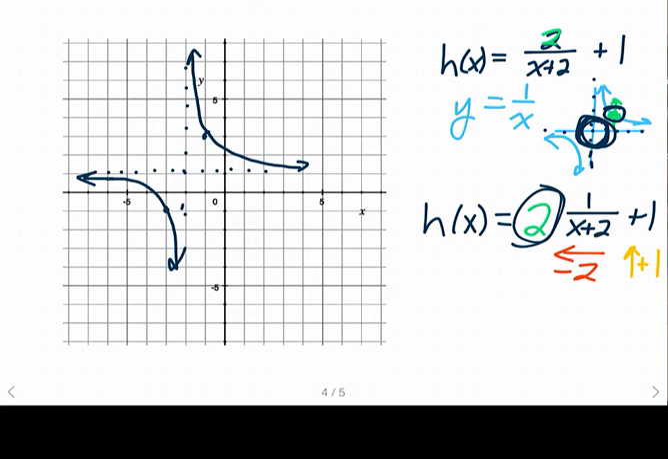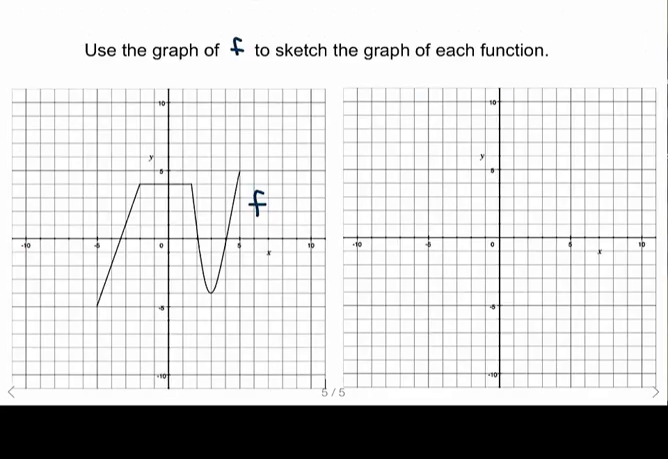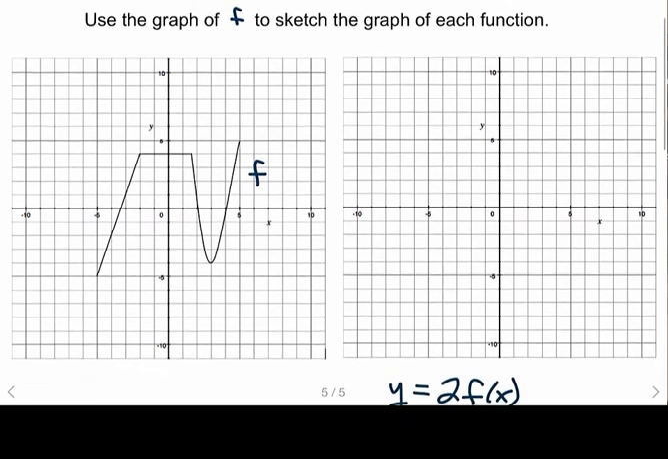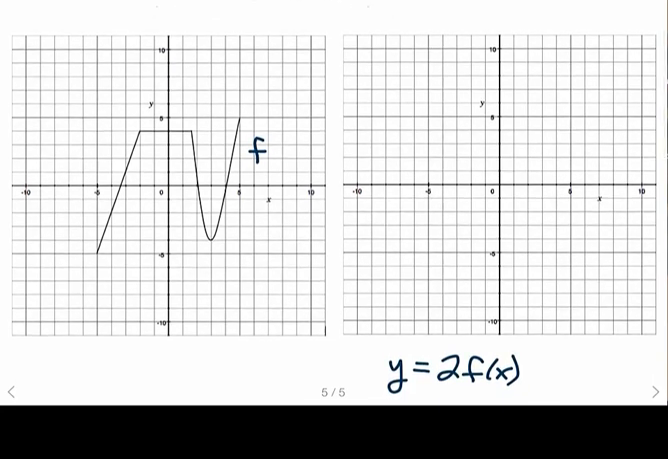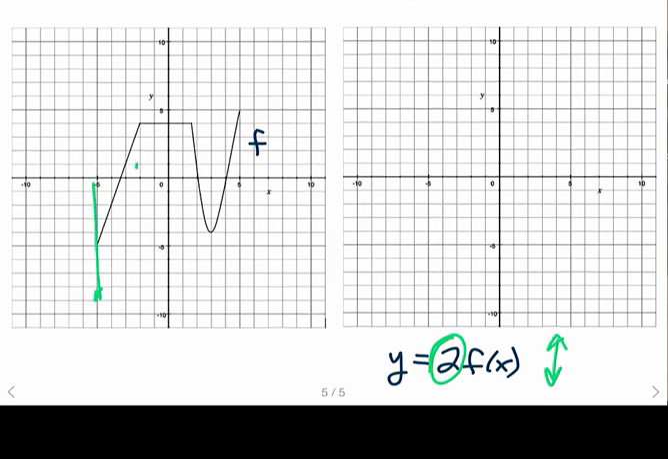I know this has been a long one, but hang in there, light at the end of the tunnel. Last slide, 2 more graphs. Use the graph of f to sketch the graph of a couple of transformations. And what we have here is the squiggly graph that we've seen in a previous video, except we're going to graph y equals 2 times f of x. That 2 as a coefficient out front is going to be a vertical stretch. And what that's going to do is double all the y coordinates. So I'm going to pick key points, figure out where they land, and then use that to draw my graph.